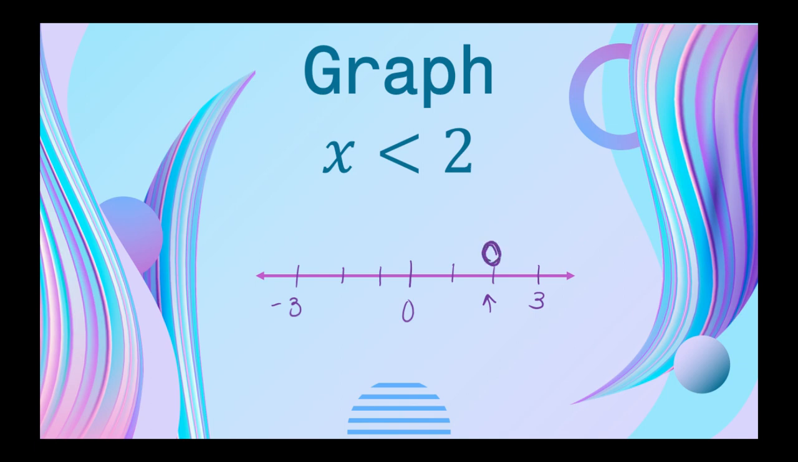And then this is talking about x is less than 2, so I want all of the numbers that are less than 2. Well, that's 1, 0, -1, etc., all the way to the left of 2, so I'm going to draw an arrow to symbolize that I'm looking at all of the numbers that are less than 2.